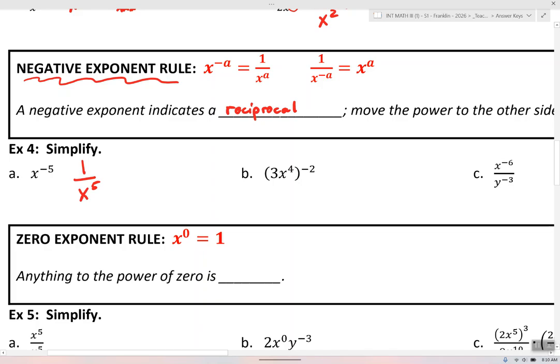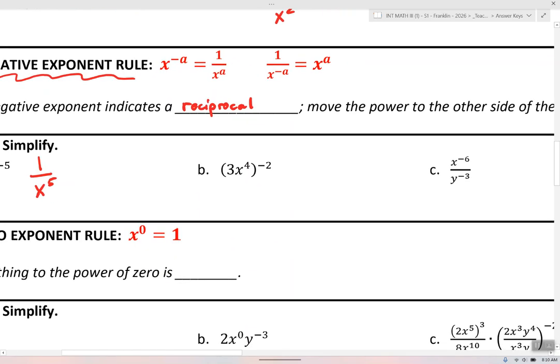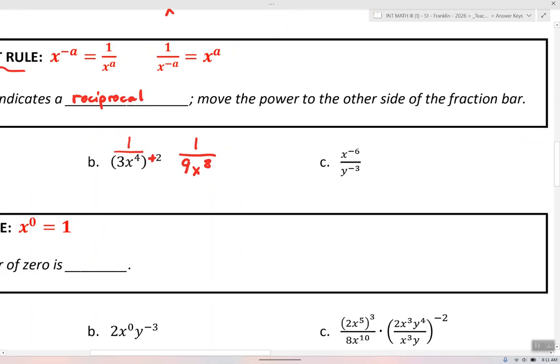3x to the 4th to the negative 2. So whenever I have a negative exponent being applied to something like this, I like to think of it as just 1 over and then change that to a positive, and then you can mess with it. You could put that negative 2 on each thing and then simplify, but I like to take care of the negative part first and then deal with the number. So this is going to be 1 over 3 squared is 9, and 4 times 2 is 8. Just like that.